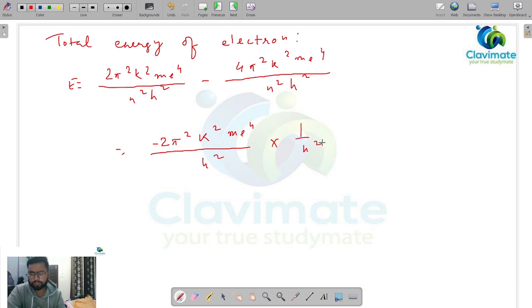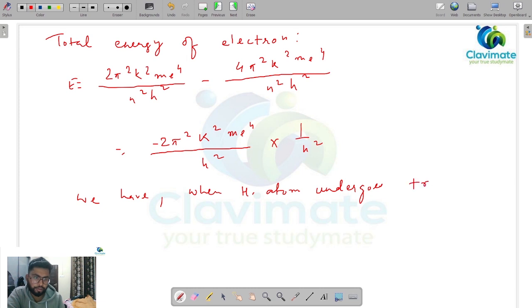Now according to Bohr's frequency condition, whenever electron in hydrogen atom undergoes transition from higher energy state to lower energy state, we have, when hydrogen atom undergoes transition, h nu equals Em minus Ef.